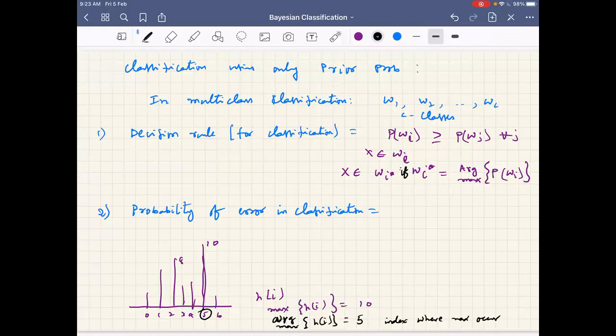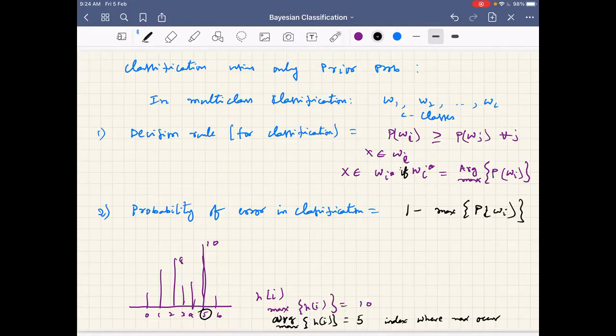Now what is the probability of error in this case? You have omega 1, omega 2, omega 3, assume three classes. Probability of omega 1 may be 0.6, omega 2 may be 0.2, omega 3 also 0.2. In that case, what is the probability of error when I classify through the a priori decision rule, or prior probability alone? It is 1 minus the max of P of omega i. That's fine.